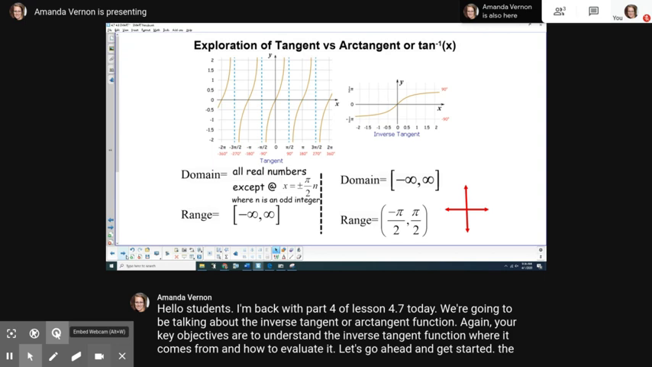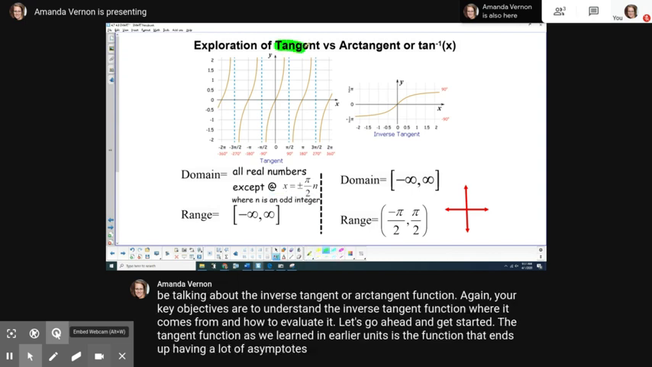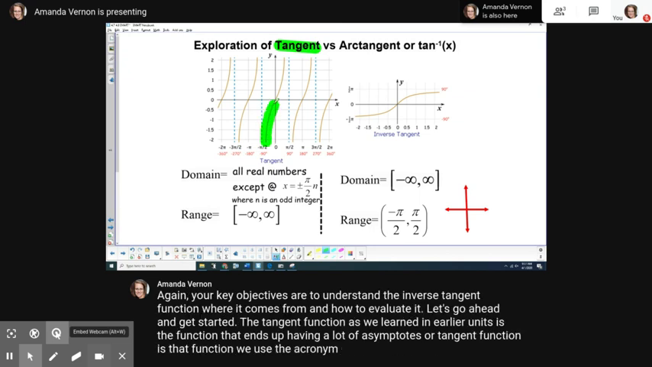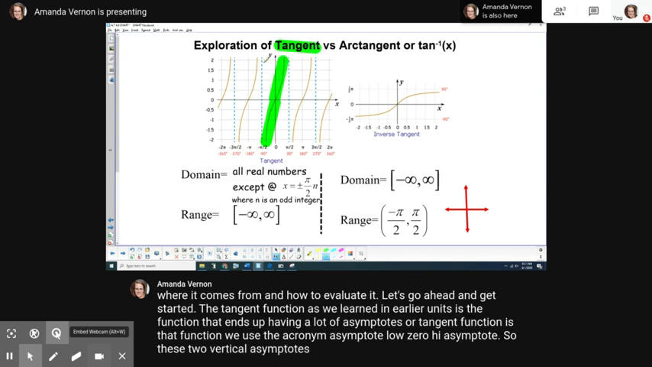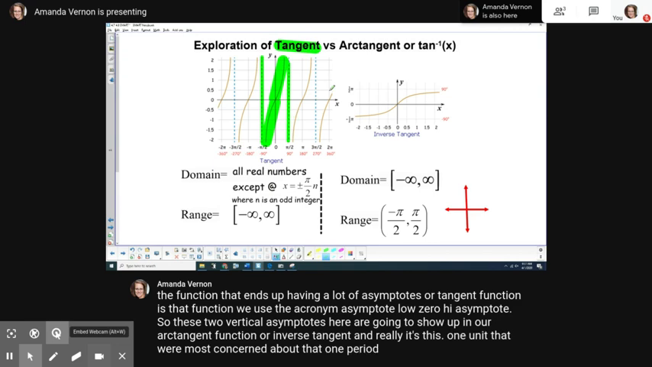The tangent function, as we learned in earlier units, is the function that ends up having a lot of asymptotes. So our tangent function is that function. We use the acronym asymptote, low, zero, high, asymptote. So these two vertical asymptotes here are going to show up in our arctangent function or inverse tangent. And really, it's this one unit that we're most concerned about, that one period, really close to the origin.